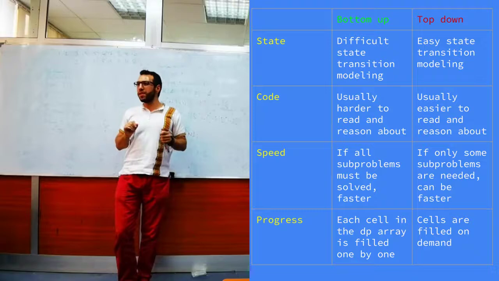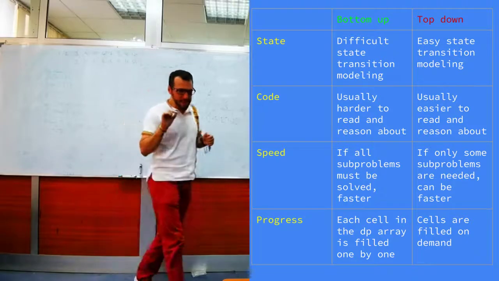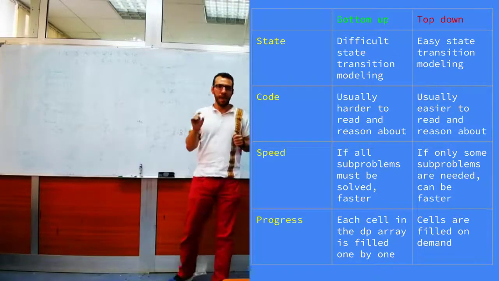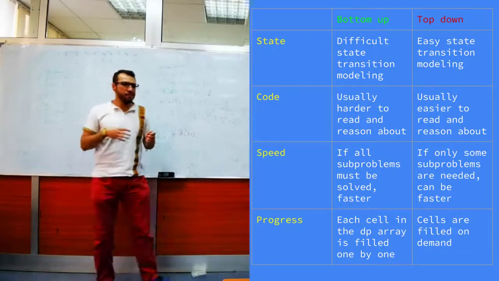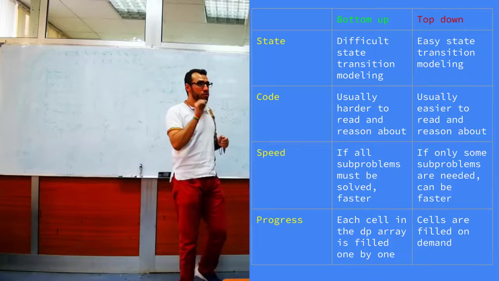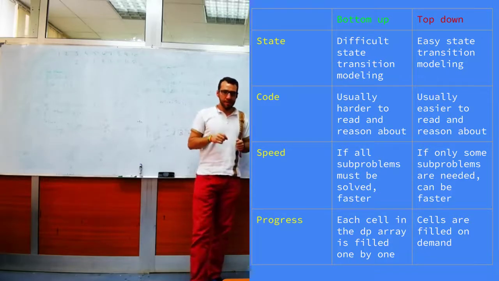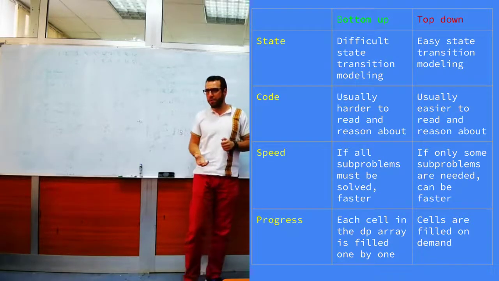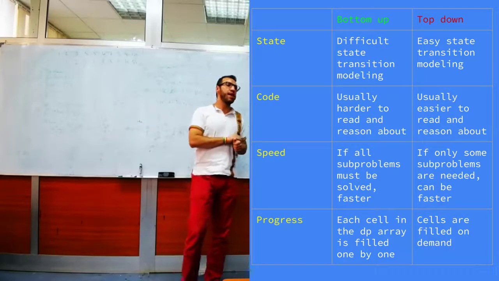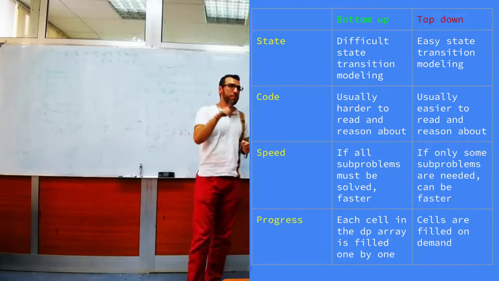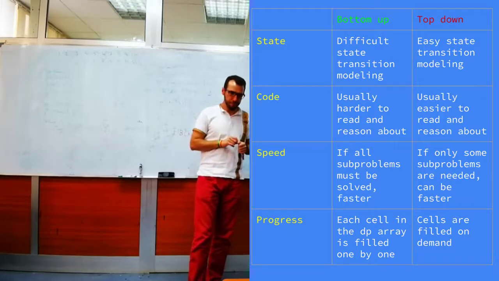Is this clear to everybody? Because that's an important difference. And just to summarize, if we need to solve all the sub-problems, it's faster to go with the bottom-up approach in terms of performance. But if we can skip some of the sub-problems, depending on the nature of the problem, then top-down approach can actually work faster by skipping calculation of unnecessary sub-problem solutions.